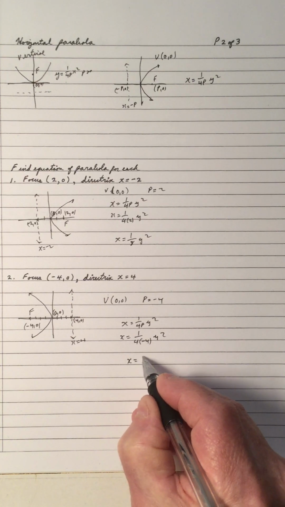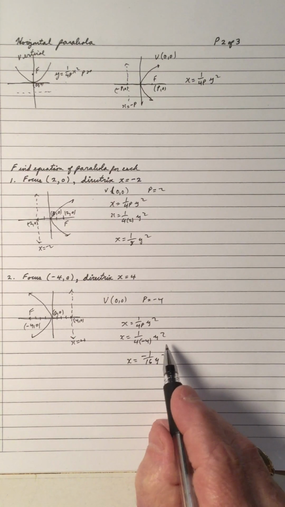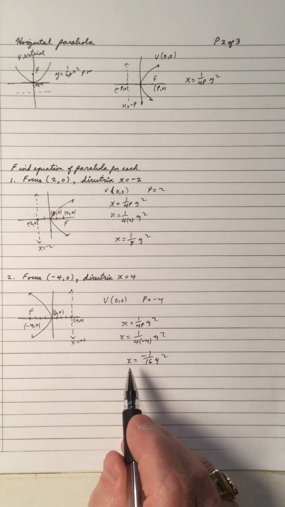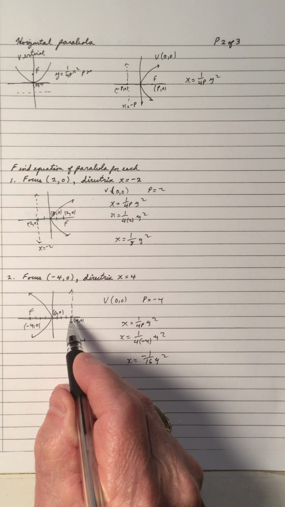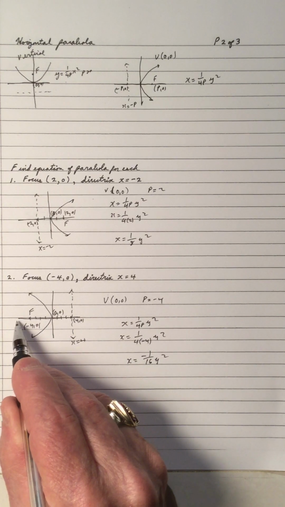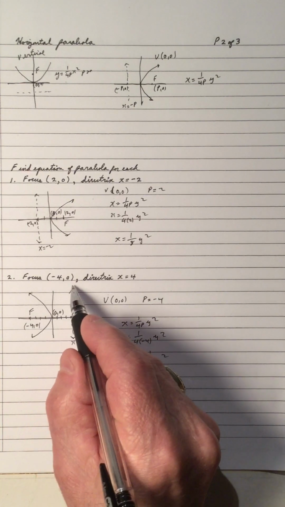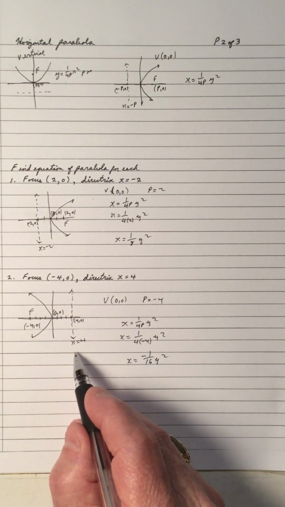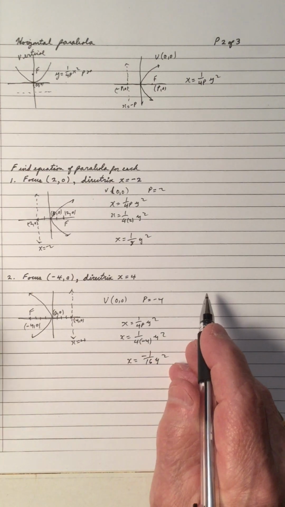So x equals negative 1 over 16 y squared. Again, the vertex is 0, 0. The focus is always inside of the parabola. Directrix is always on the other side, and the axis of symmetry is right here, which is y equals 0. So the directrix is always perpendicular to the axis of symmetry, never cutting through the parabola.